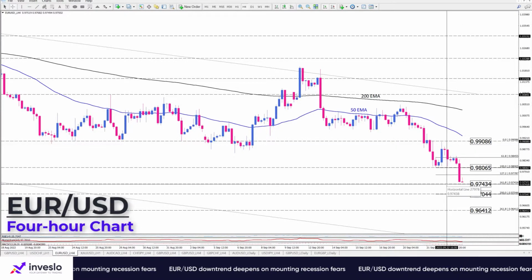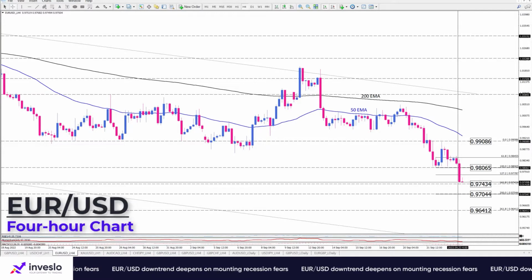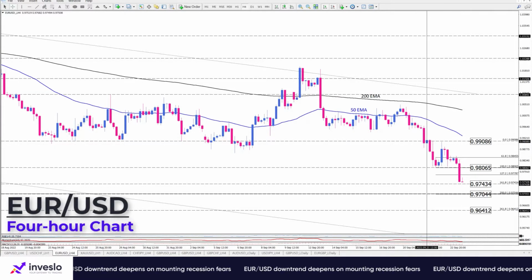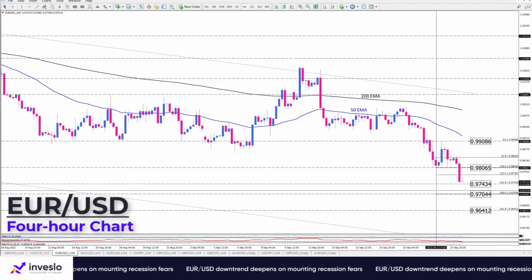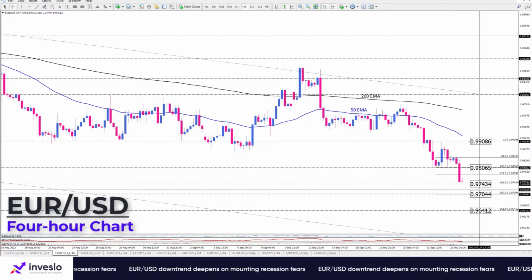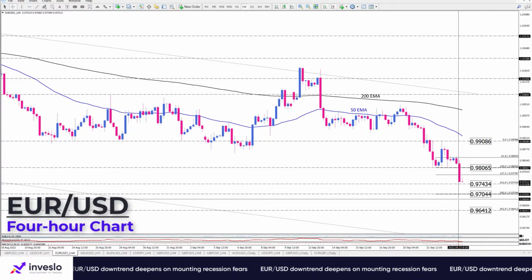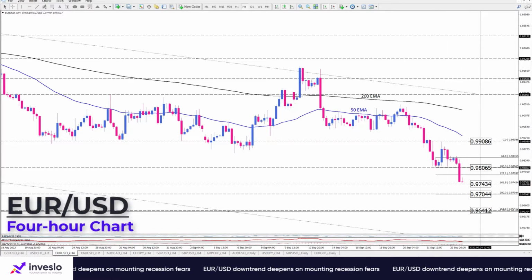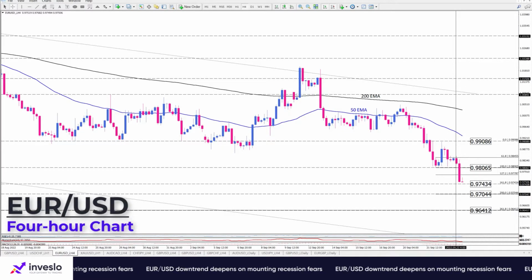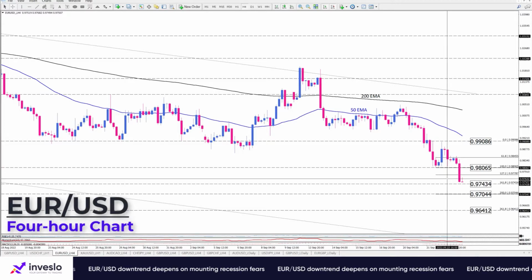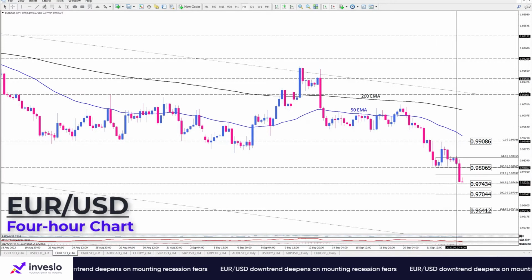0.97434, the price may overcome this obstacle, heading towards the next support at 0.97044, and further push below this level can bring more sellers to join the market and turn their attention towards 0.96412.